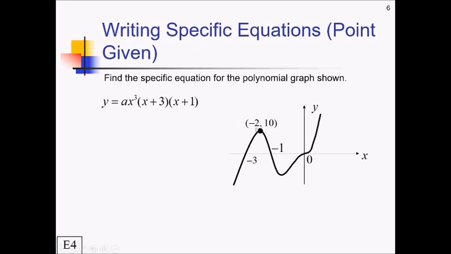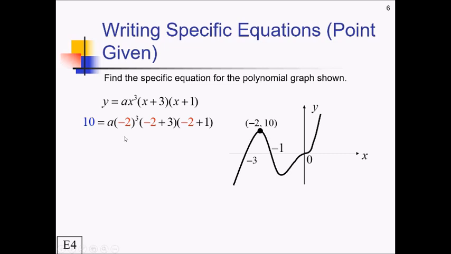Now, in this case, that was the point right here, negative 2, 10. So if we plug that in, we've got 10 for y, and we have negative 2 for x. So that's a times negative 2 cubed times negative 2 plus 3 times negative 2 plus 1. And let me deal with these other parentheses first. Negative 2 plus 3 is just 1. Multiplying by 1 doesn't do anything, so we can ignore that. Negative 2 plus 1 is negative 1, so we have a negative 1 hanging around out here. Negative 2 cubed is negative 8, so negative 1 times negative 8 gives us positive 8.